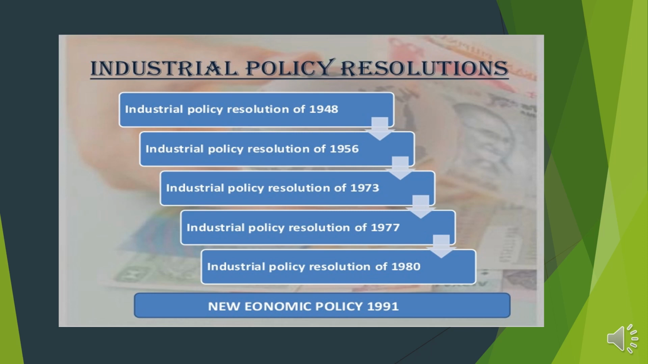Next, industry policy resolutions in many years. The first one is in 1948. Industry policy resolution of 1956. Industry policy resolution of 1973. Industry policy resolution of 1977. Industry policy resolution of 1980. The new economic policies were framed in 1991.